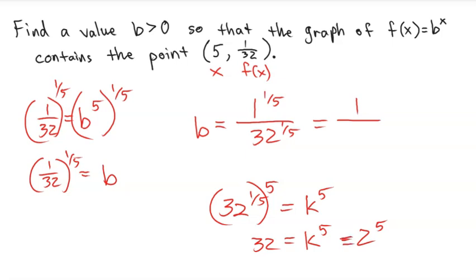So 2 times 2 is 4, times 2 is 8, times 2 is 16, and times another 2 is 32. So 2 to the 5th power is 32, and that means that 32 to the 1/5 must be equal to k, which is 2. So we're going to put a 2 here. So 32 to the 1/5 power is 2, and therefore b is equal to 1/2. Let's do one more example.